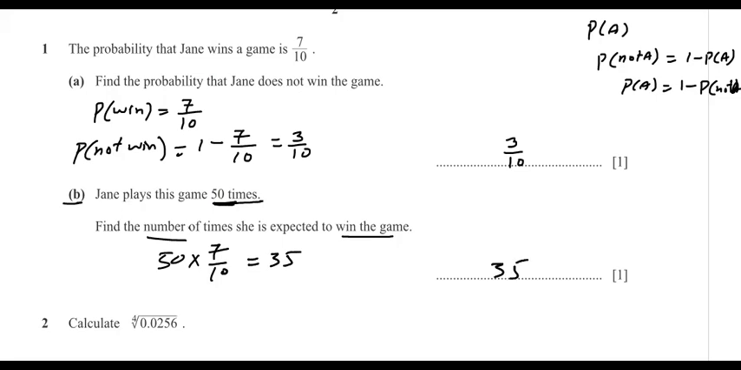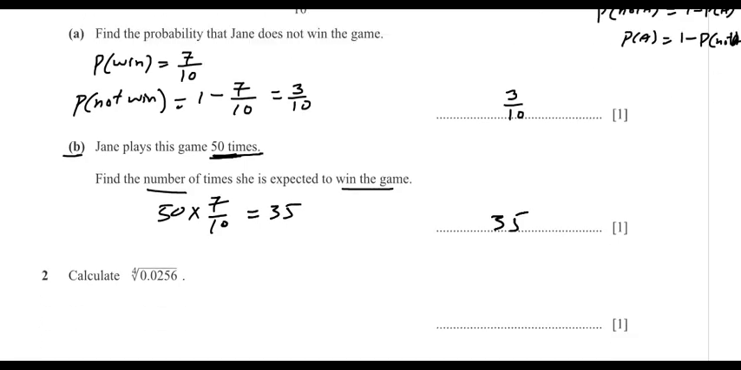In the same way, if you are asked that the game is played 50 times, find the number of times she is expected to lose the game, she is expected not to win the game. We also know the probability of not winning. So multiply 50 times with the probability of not winning one time. That will be the number of times she is not expected to win the game. So quite easy.